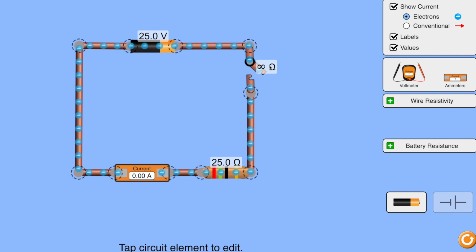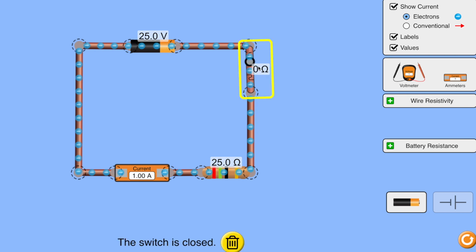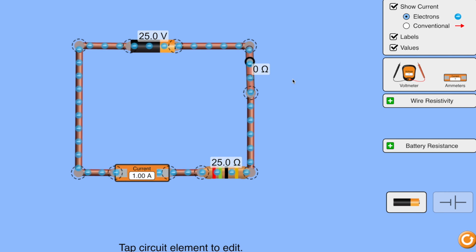Here we have one more example. What do you think the current value is going to be? Let's close the switch and find out. It's 1 amp. Hopefully you can now see the relationship. Let's now look at this on a more mathematical basis.